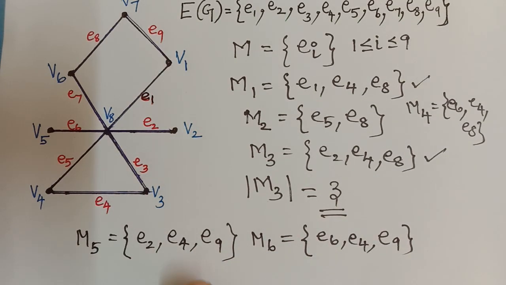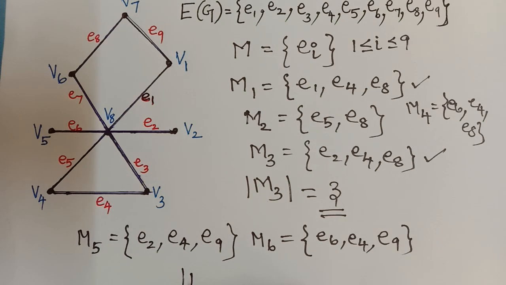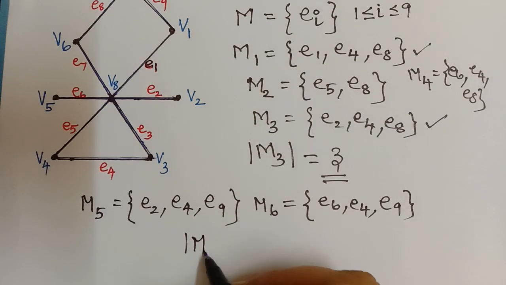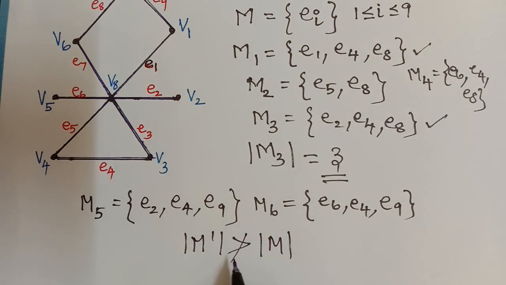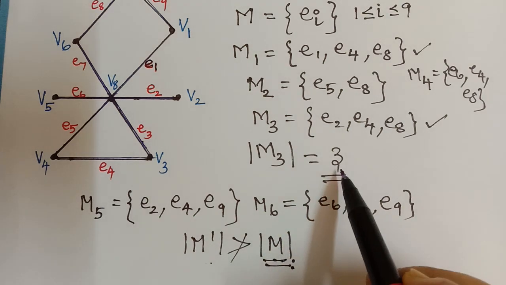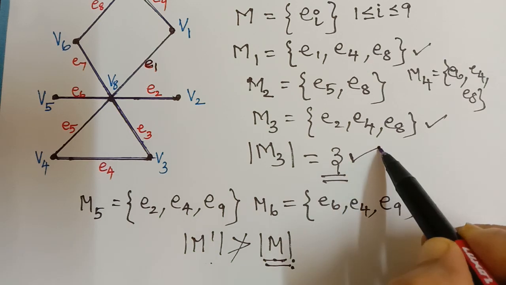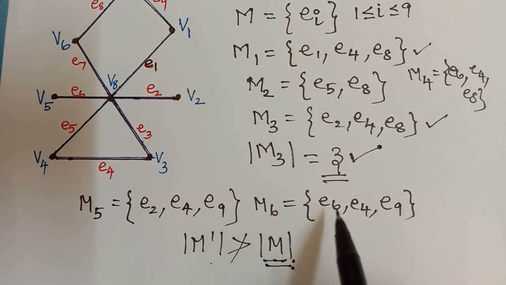Therefore we are unable to find a matching M' whose cardinality is greater than this. We are unable to find an M' of this form which satisfies this. Therefore M is the maximum matching and the number of elements of M is 3. So this gives us the matching number. Hope you have understood the concept of matching number. Thank you.